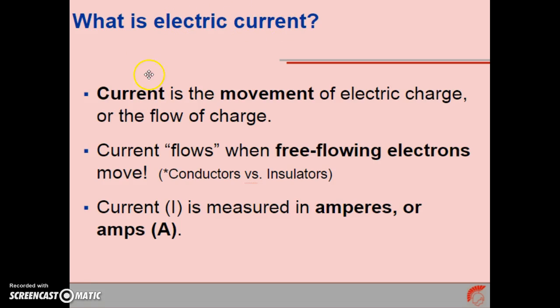So what is electric current? Well, current is the movement of electric charge, or the flow of charge. Remember, in electrostatics, the charges were stationary. But with current, we're going to start moving those charges. Current flows when free-flowing electrons move. And we'll be comparing conductors versus insulators. Current, which has the symbol I, is measured in amperes, or amps, and we'll just call it capital A.